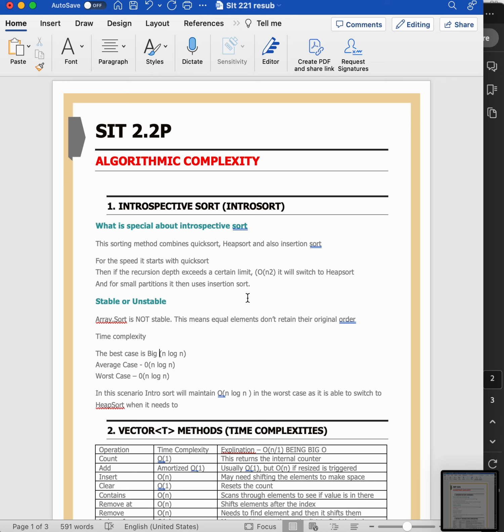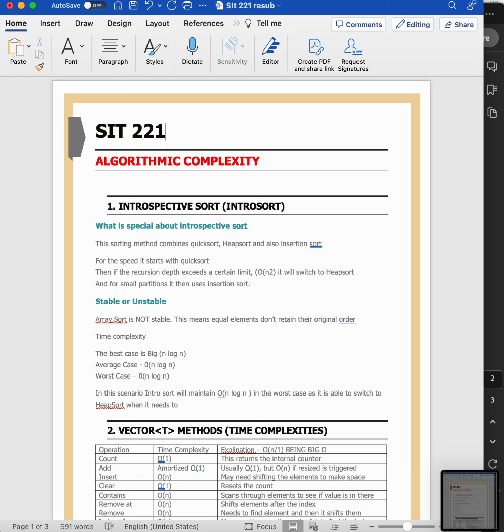Task 2.2. I'll try and go pretty quickly for this task. Sorry, not SRT 2.2, Task 2.2. Anyway, we've got the algorithmic complexities here. Let's start with introspective sort, which was really interesting when I was researching it.